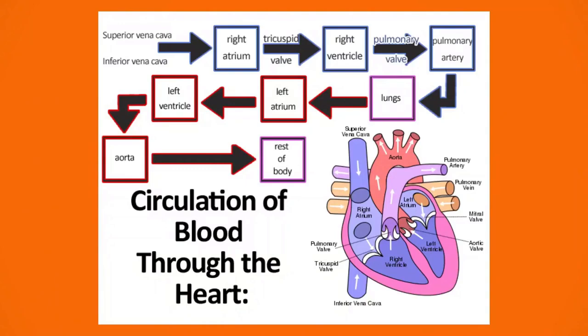So here's an easier way for you to look through it. You see that blood comes in from the superior vena cava and inferior vena cava into the right atrium, where it then flows to the right ventricle. From the right ventricle, it flows to the pulmonary artery into the lungs. The blood then flows from the lungs down to the left atrium into the left ventricle. The left ventricle then goes to the aorta, where it pumps to the rest of the body.